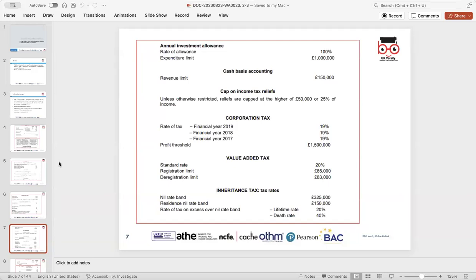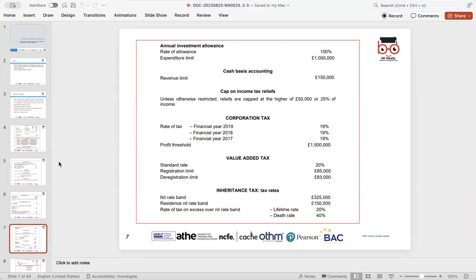Corporation tax, which is the tax imposed on the profit of limited companies. For the financial years 2017, 18, and 19, the corporation tax rate has remained constant at 19%. However, it is important to note that there's a profit threshold of £150,000, meaning companies with profit below this threshold are eligible for a lower tax rate.